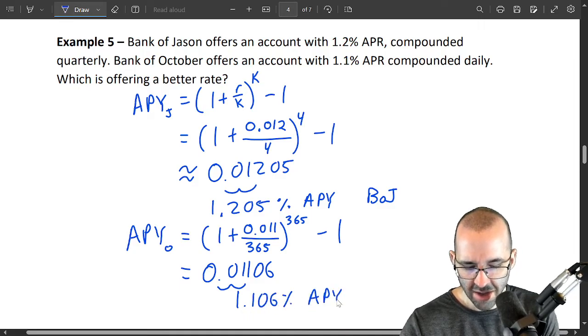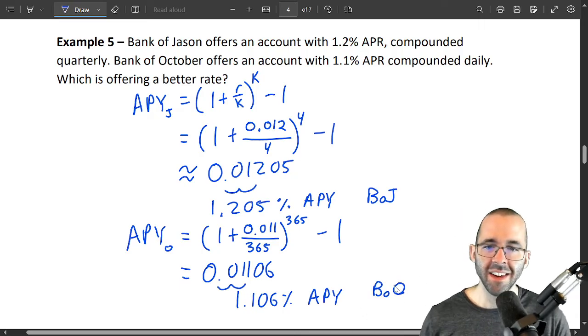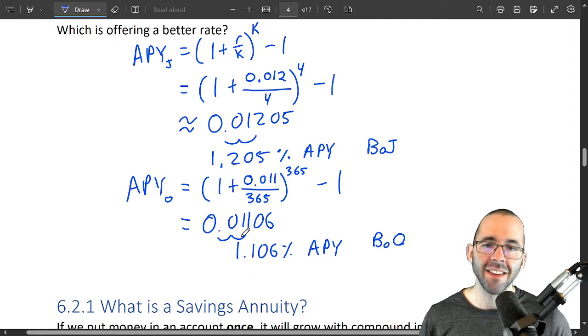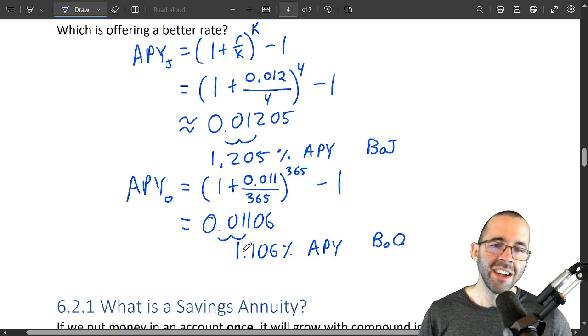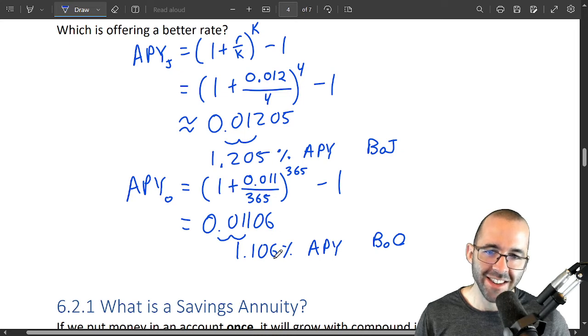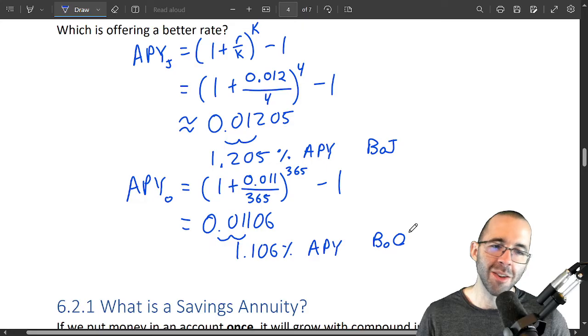APY. Oh, Bank of October. Boo. So yeah, compounding more frequently has a bigger impact. It makes the APY higher, but nowhere near high enough, right? It's still close to 1.1% APR. This increased by 0.005%. This increased by 0.006% to get to APY. Still go to the Bank of Jason.